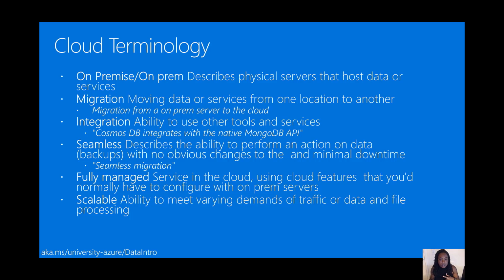And finally, scalable means that you have an ability to meet the varying demands of traffic or data and file processing. So if you are needing some more compute resources, either on a virtual machine or on your data or your files, whatever you're using, the cloud has the ability to scale up to meet that demand that you need, and also the ability to scale back when that demand is not needed anymore.